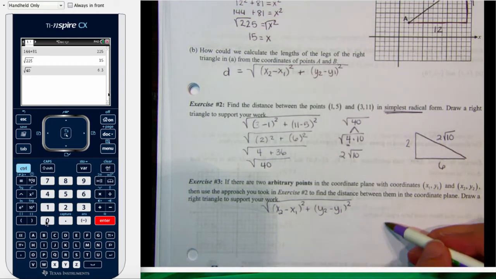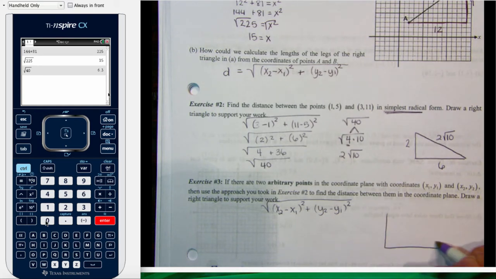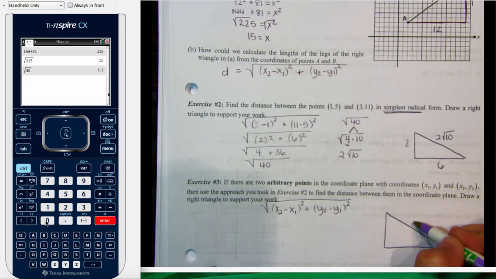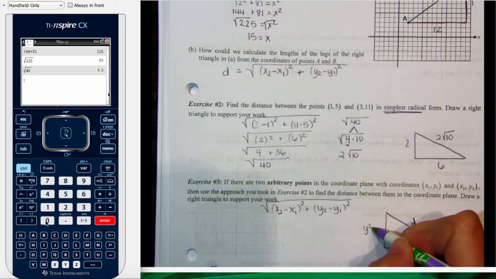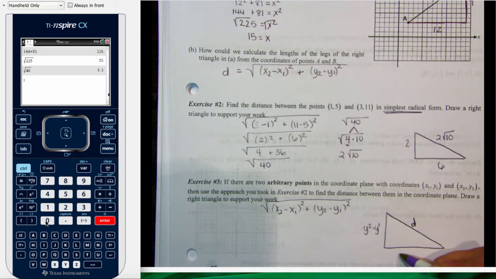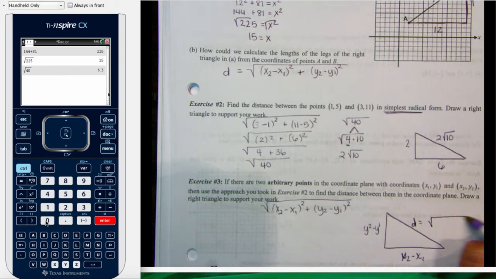So basically what we have here in our right triangle, if we were to draw it out, is the distance, this side right here, is going to be equal to what we get when we subtract our y values and what we get when we subtract our x values. So this side here is equal to the square root of (x2 minus x1) squared plus (y2 minus y1) squared.